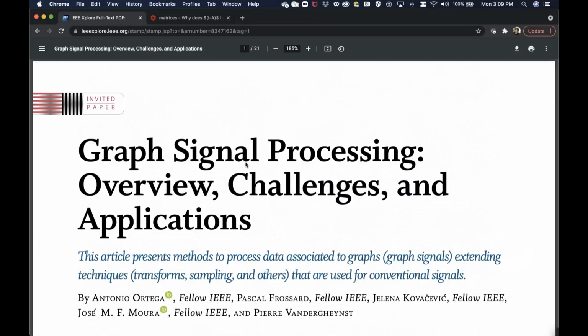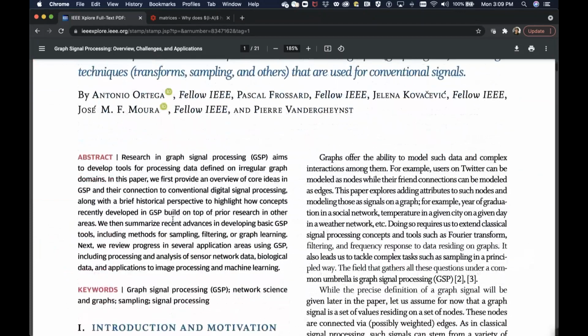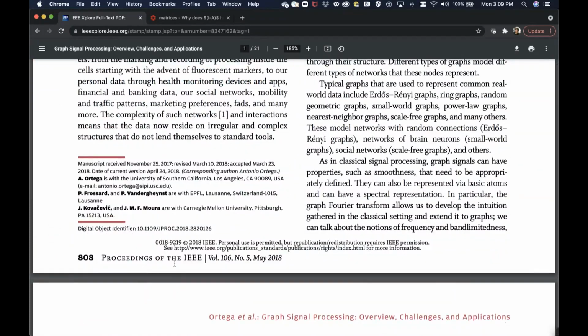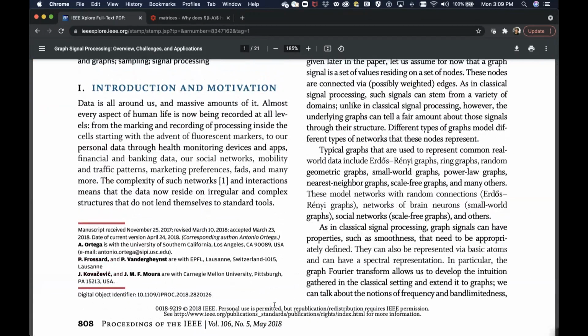This is the paper we're talking about. It's Graph Signal Processing: An Overview, Challenges, and Applications from Dr. Ortega. This is an invited paper in the Proceedings of the IEEE from 2018.